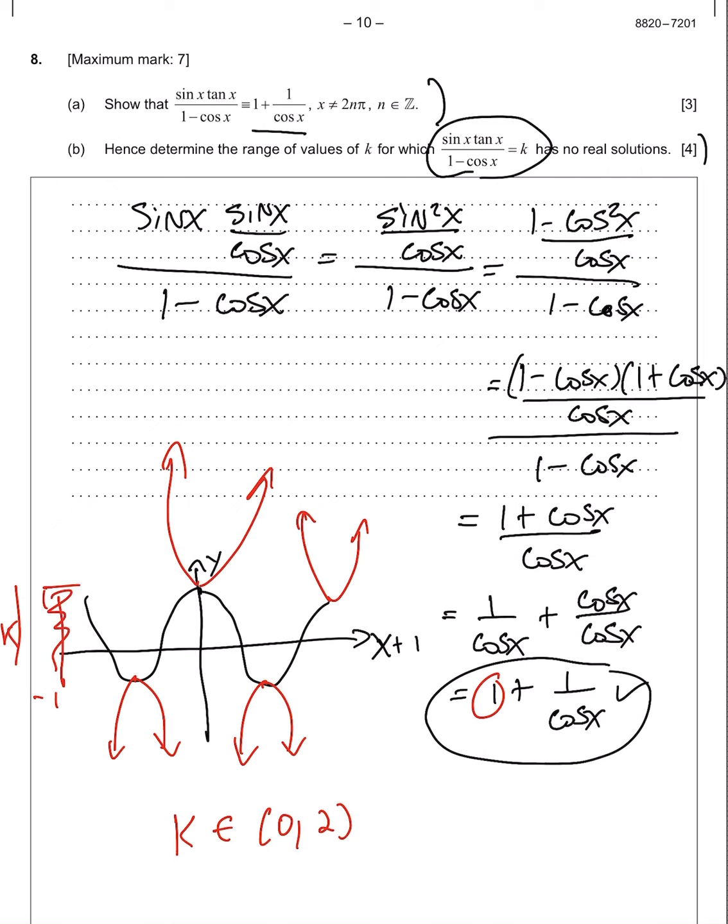And I think that's the range of values for which it has no solutions. And I think basing it on this graph right here should be sufficient.